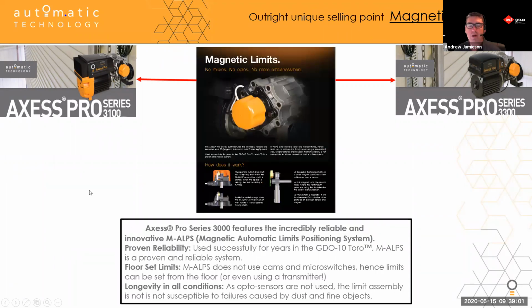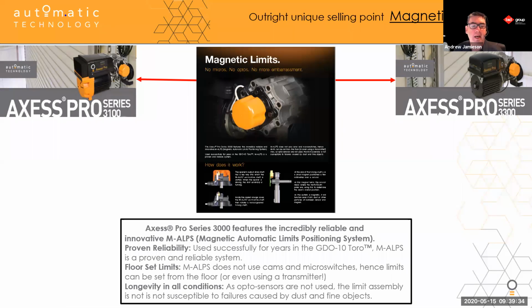Magnetic limits, we introduced this in the GDO 10 many years ago, so we know that the performance is the way we want, which is invariably stopping any chance whatsoever that there is limit drift on the settings of the limits. So fully open, fully close at that positioning system, it will not drift over time. And it's the way it's been set up with that magnetic limit.